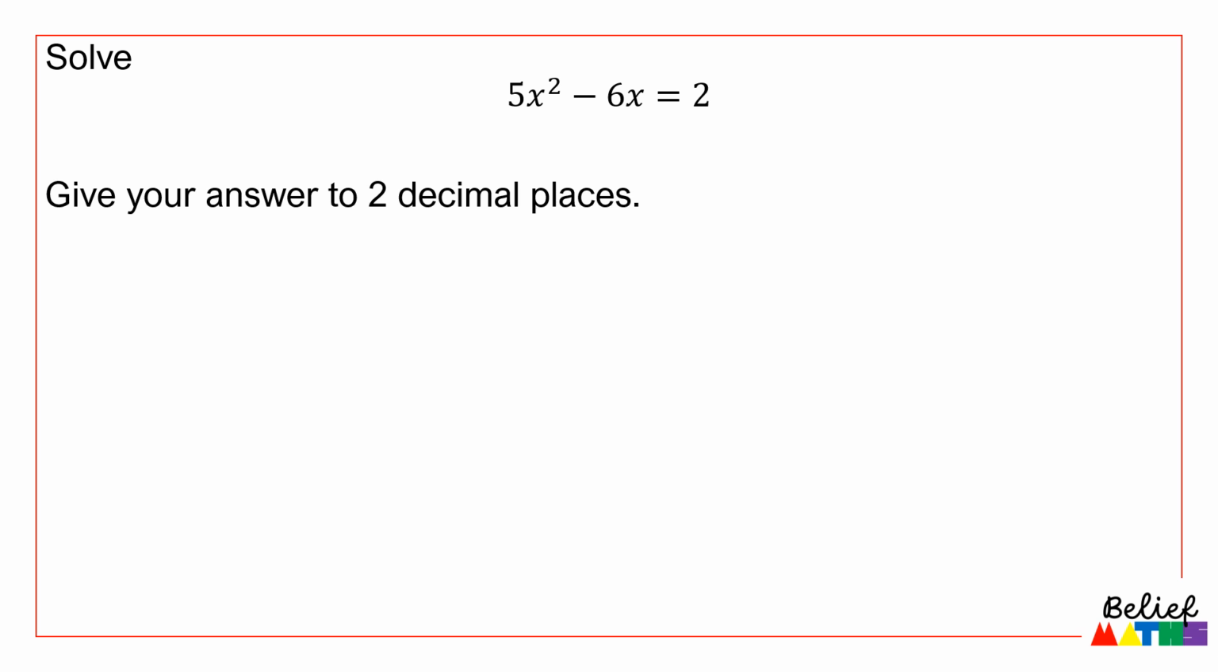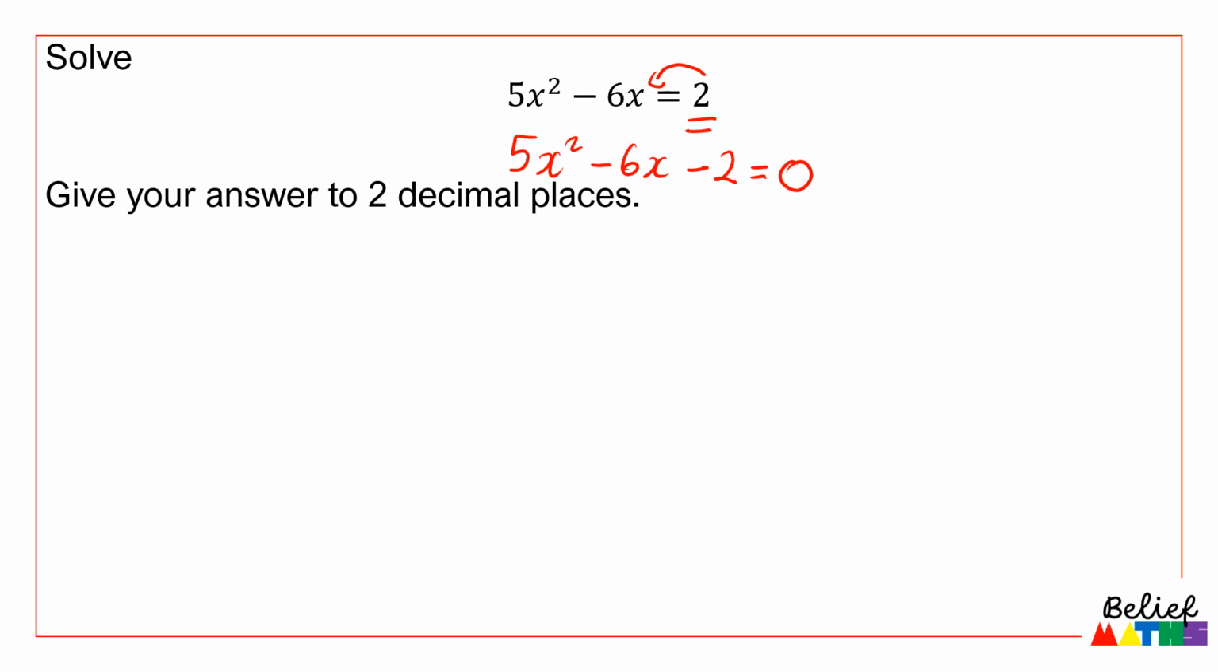Our final question asks us to solve again, but in this case, we can first see that it's not equal to 0. So the first thing we need to do is rearrange this quadratic so that it equals 0. So our 5x squared stays the same, our negative 6x, and by bringing this 2 over to the other side, that's going to give us negative 2, and now that's equal to 0. So now we can solve the quadratic.